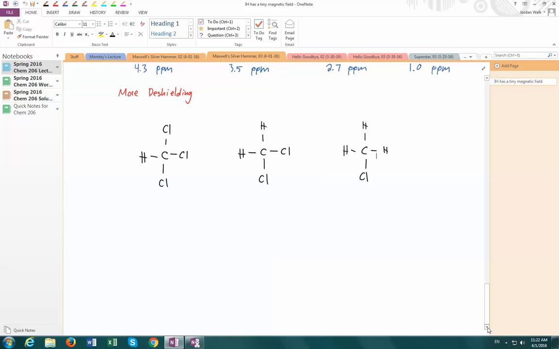Again, it's going to be the one on the left, right? Because over here we have 3 chlorines that are pulling electron density away, and on the right side we just have 1 chlorine. And so that's exactly how it matches up. We end up seeing chloroform way downfield, about 7.3 ppm. Dichloromethane is about 5.3, and the chloromethane is back to about 3.1. So certainly the number of electronegative atoms near our protons makes a difference.